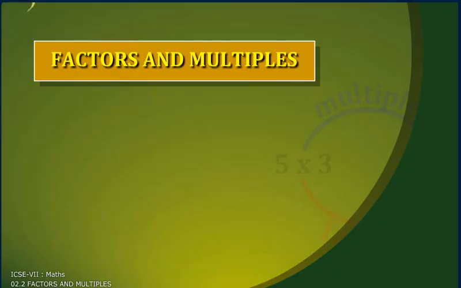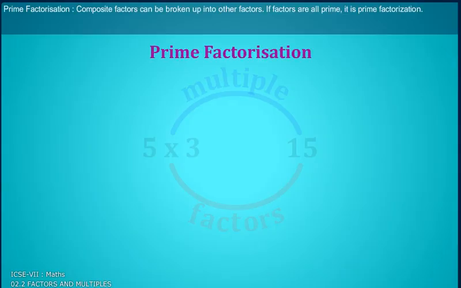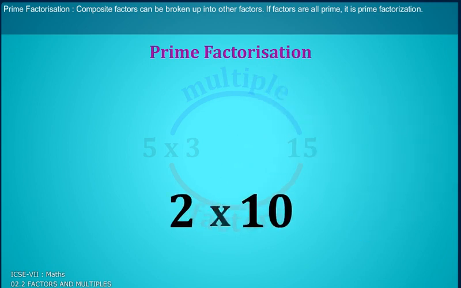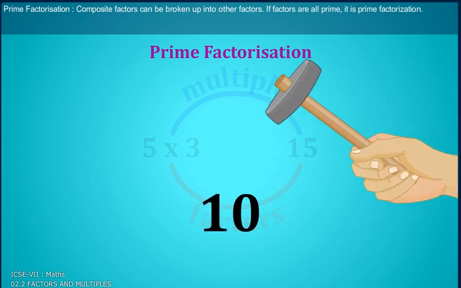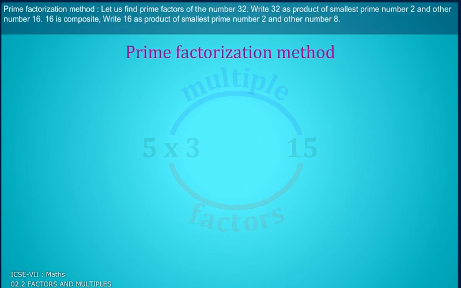Factors and multiples. Prime factorization. Composite factors can be broken up into other factors. If factors are all prime, it is a prime factorization. Prime factorization method. Let us find prime factors of the number 32.